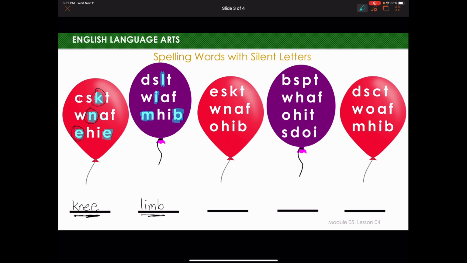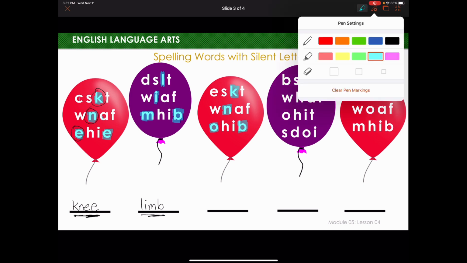Count off every third letter. 1, 2, 3. 1, 2, 3. 1, 2, 3. 1, 2, 3. Let's figure out what our word is.